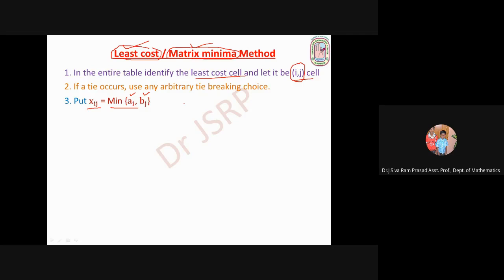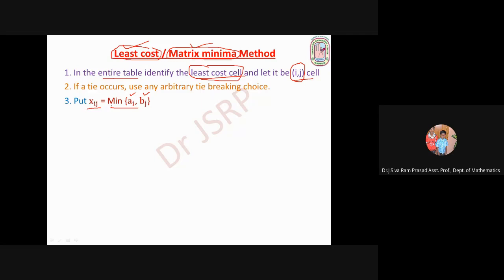In Vogel's approximation method, we find penalties for each row, that is the difference of the least cost and the next to the least cost in each row as well as in each column. Among those penalties, we take the largest penalty. Suppose that largest penalty occurs in row i, then in row i we take the least cost cell. That is the starting point for that method. Here in this method, the starting point is the least cost cell in the entire table. That is the difference between these two methods, and the remaining is the same.